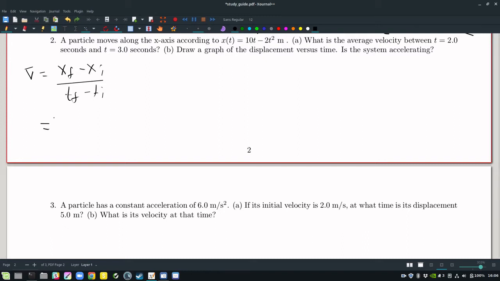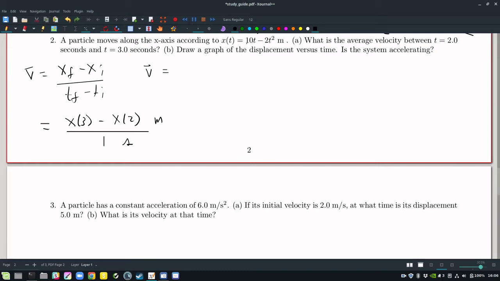But in particular, I write it this way because we want x final to be expressed as the value of x at 3 seconds minus the value x at 2 seconds for x initial, and then t final minus t initial is 3 minus 2, or just 1. The units will be meters per second. Now we're going to have to use the formula to determine what is x of 3 and x of 2.